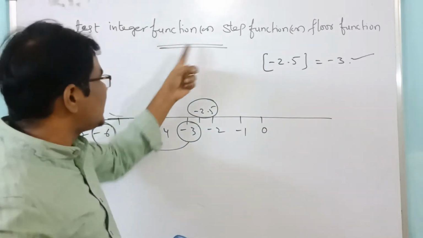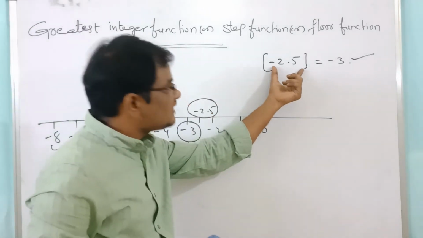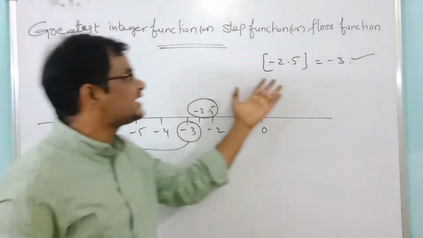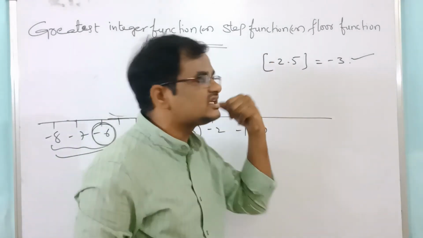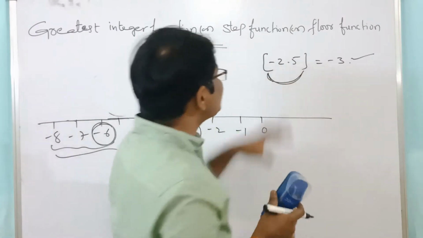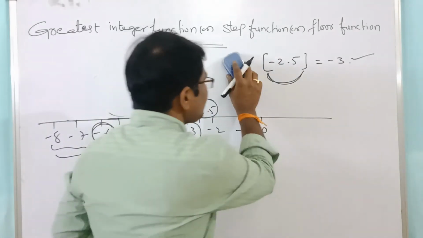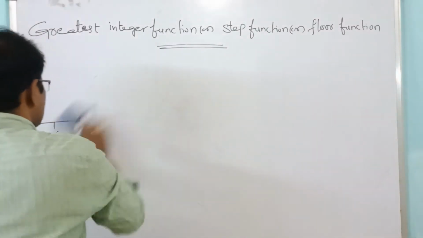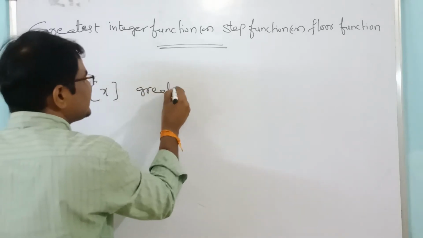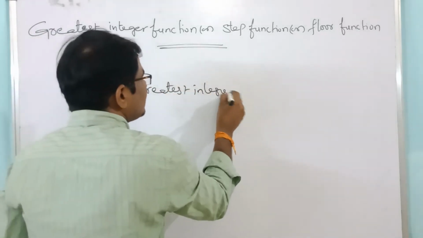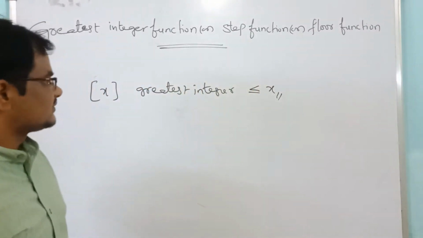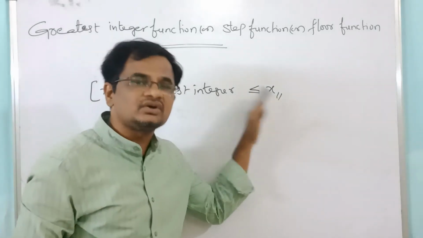This is the actual meaning of greatest. Why are we saying this is the greatest integer function? It means to the left side of this real number, observe all the integers. Among all the integers, you take the greatest. That is nothing but the greatest integer function of minus 2.5. This is the symbol, nothing but the integral part. It means the greatest integer which is less than or equal to x. Greatest integer less than or equal to x.